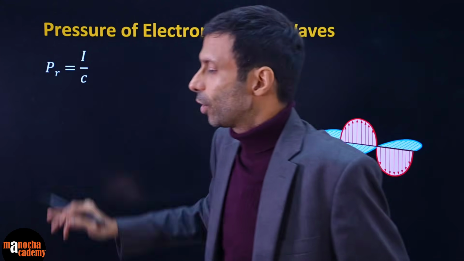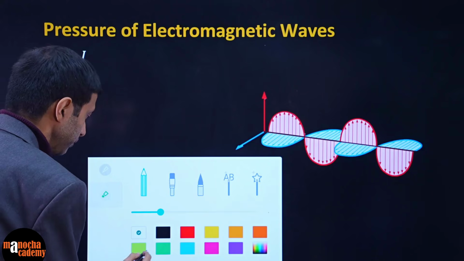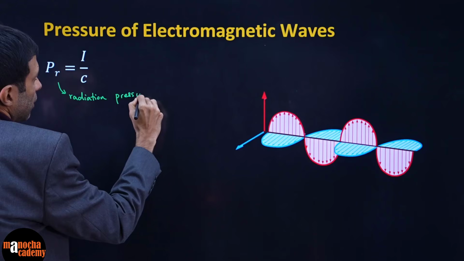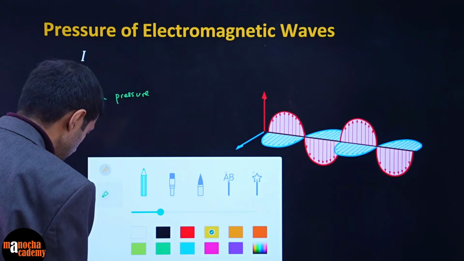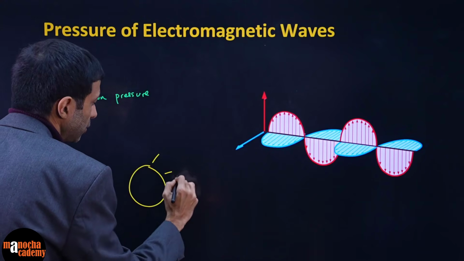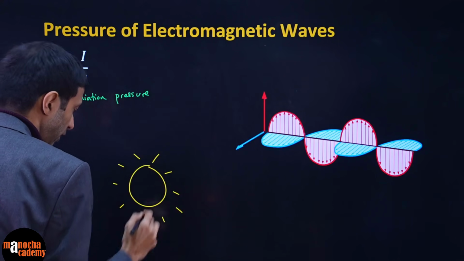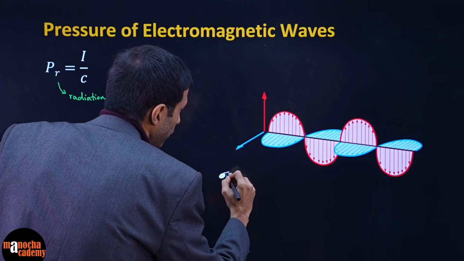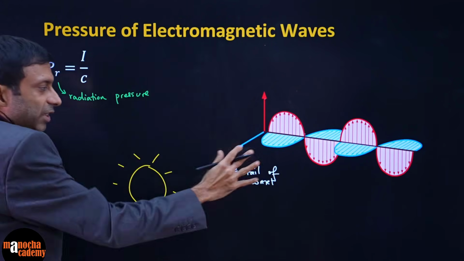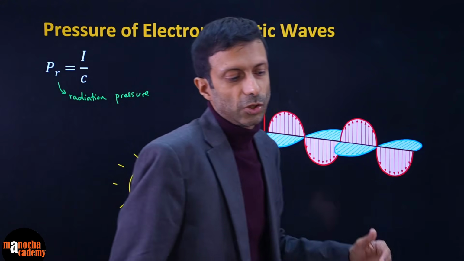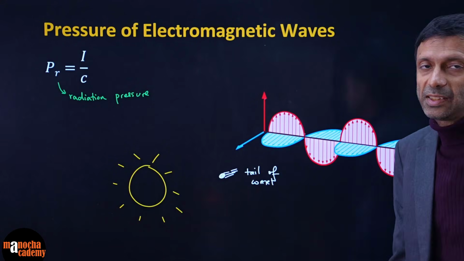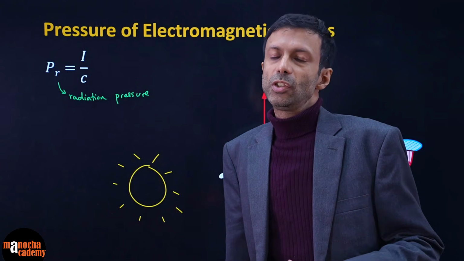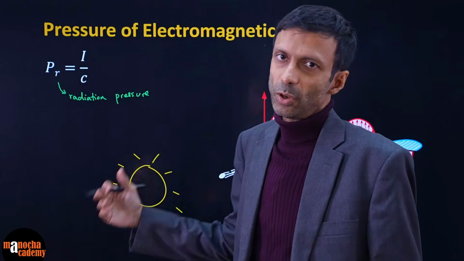So this PR, what I have written over here, is your radiation pressure, and you can remember it by the example I told you: here is your sun which is emitting electromagnetic waves, and this is why the tail of the comet points away from the sun, because of the radiation pressure, which is intensity by C. So all these important formulas are good to note down and learn, because if they ask you multiple choice questions, you can easily solve them.